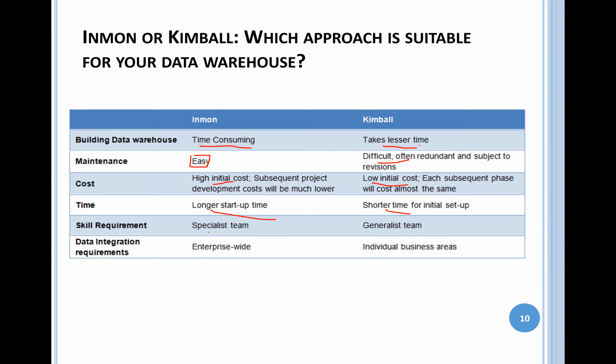This is for a specialist team. Skill requirement: specialist team versus generalist team, anyone can do that. So individual business areas we will do with the Kimball model, and enterprise wide we will go for the Inmon model. So this is the difference between the two models.